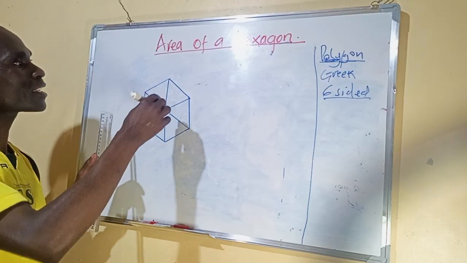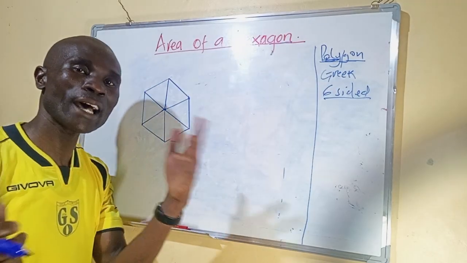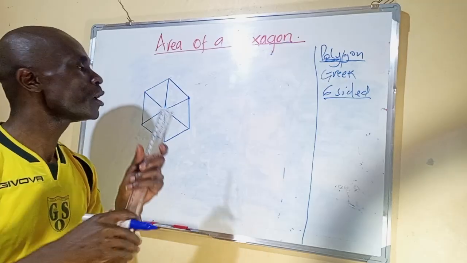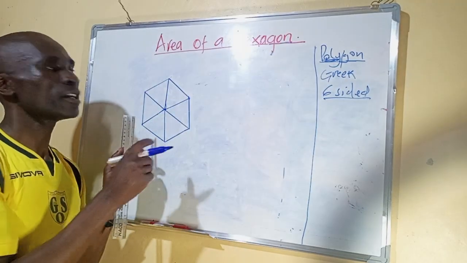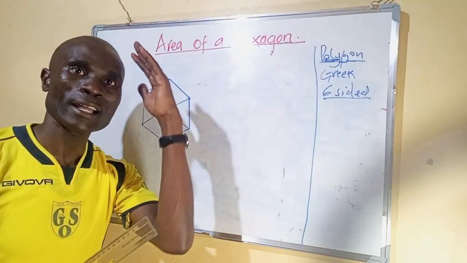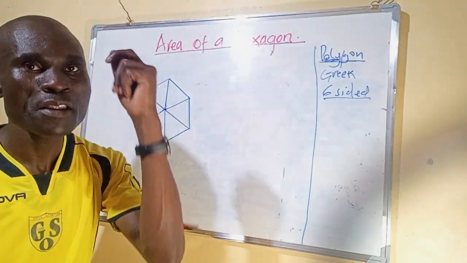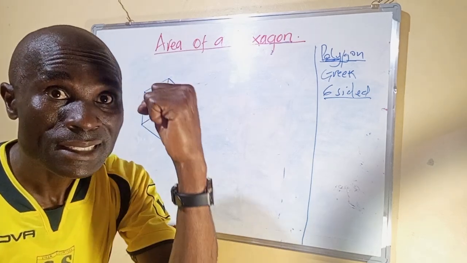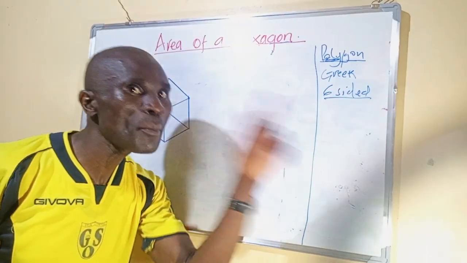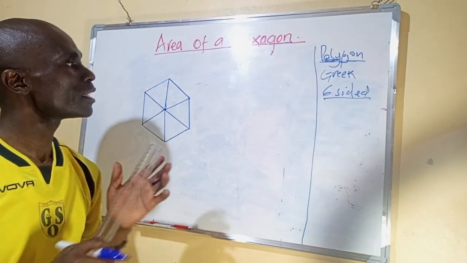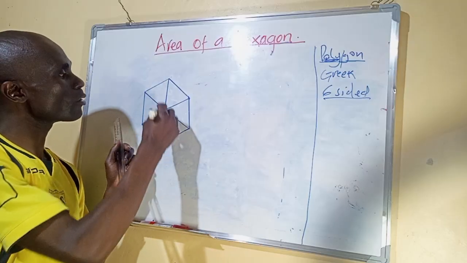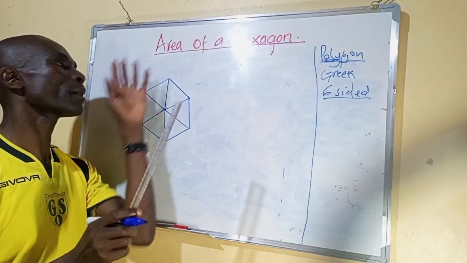And you will realize that it is automatic that the number of triangles we are going to get here is equivalent to the number of sides. So sides equals the number of triangles that we can divide. Therefore, in this case, for us to get the area, we just have to get the area of one triangle, then multiply by 6.